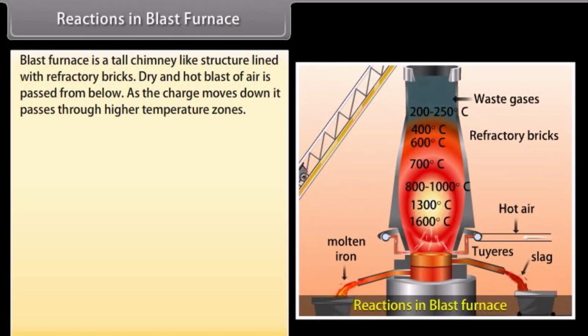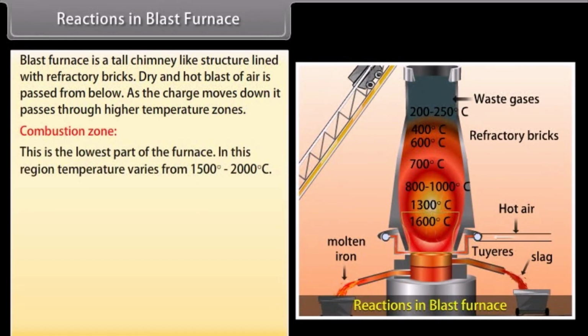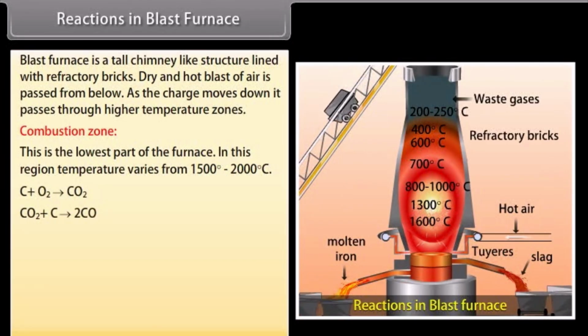As the charge moves down, it passes through higher temperature zones. On the basis of variations in temperature in the different parts of the blast furnace, there are various zones where different chemical changes take place. Combustion zone. This is the lowest part of the furnace. Here, coke burns in hot blast of air. In this region, temperature varies from 1500 to 2000 degrees Celsius. Carbon dioxide rises upwards and meets with red-hot coke.